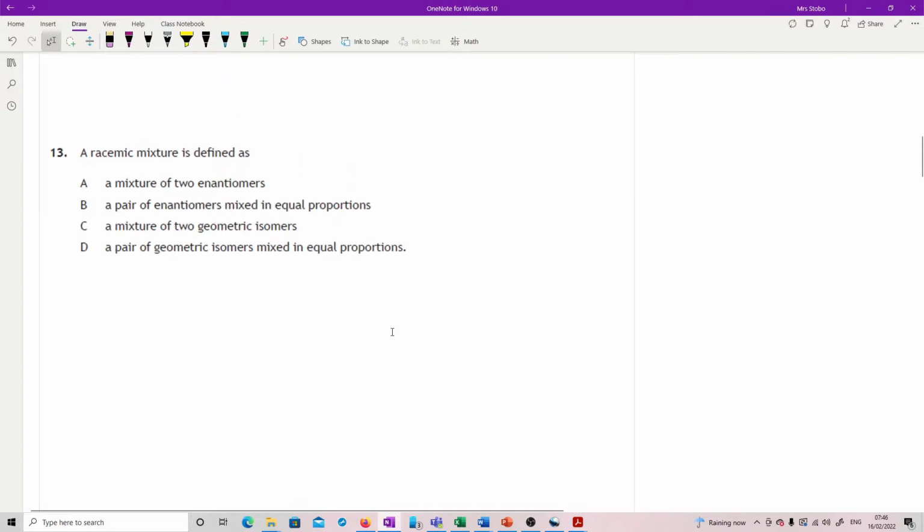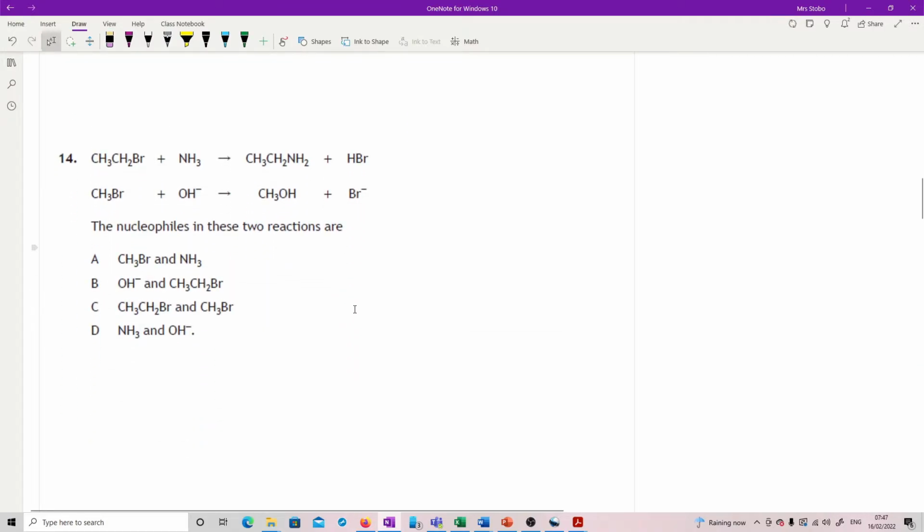Question 13. Well, this is nice. This is a definition. A racemic mixture is. Okay, so what we're looking for is stereoisomers. So get rid of my geometrics. You need 2 of them, the actual pair, and they need to be in equal proportions because one of them is spinning the light one way and the other is spinning it the other way, and that means that plane polarized light, if you put it through, would just remain completely straight. Okay, so we need a pair mixed in equal proportions.